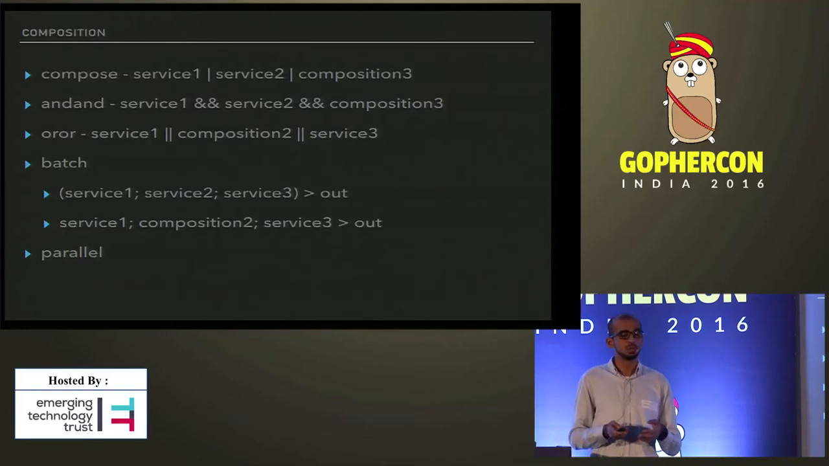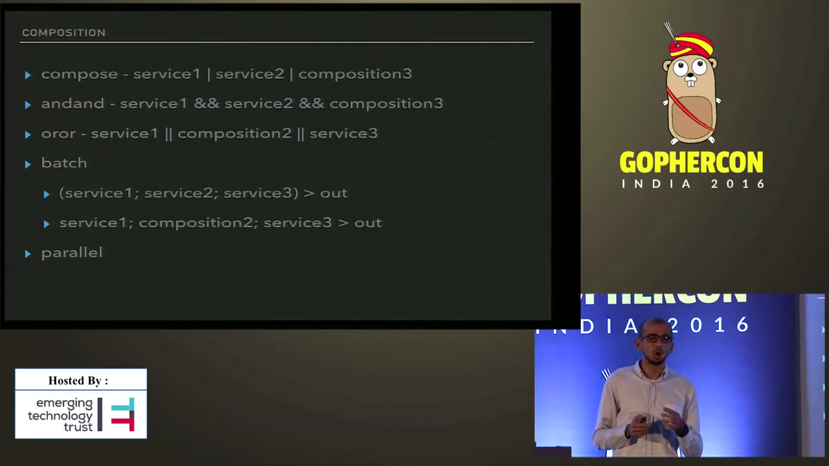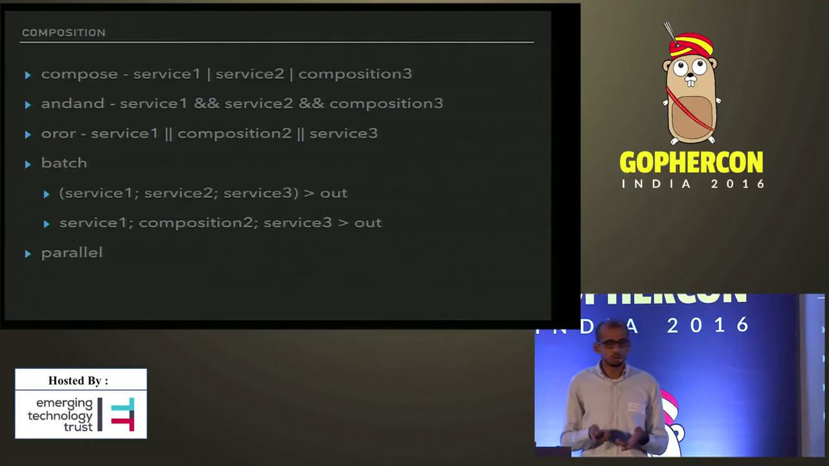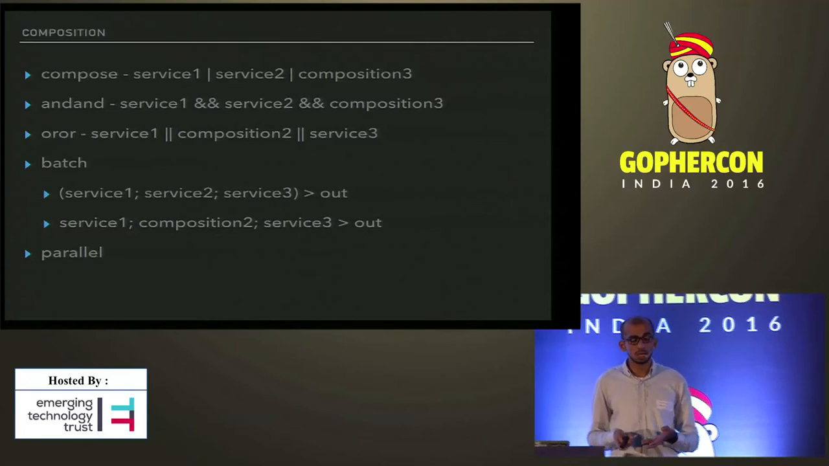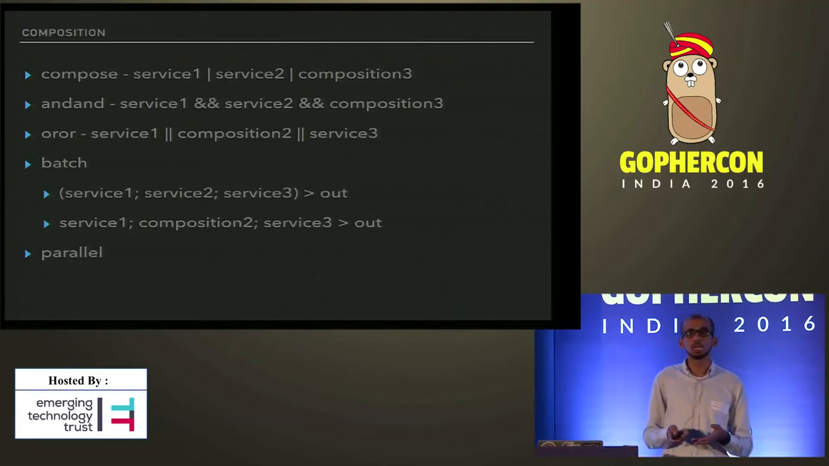There's an AND, which only proceeds if the previous one succeeds, pretty much Unix stuff. The only exceptions here are OR and parallel. OR will stop when the first service returns something which is 200. In terms of parallel, all of them would be executed in parallel, and there is no guarantee of which order the messages arrive in.